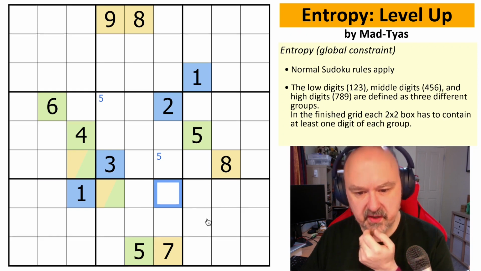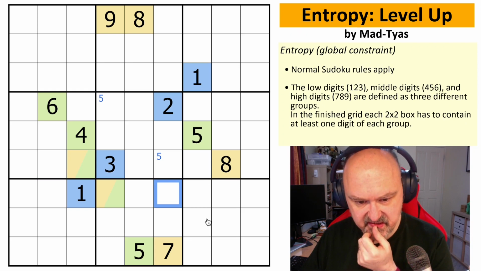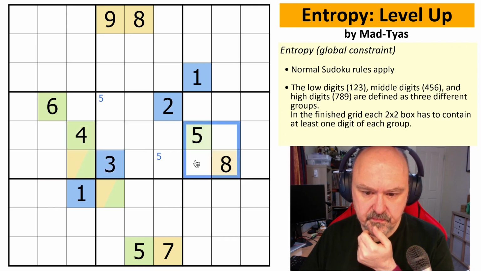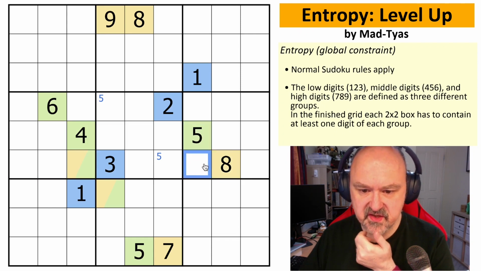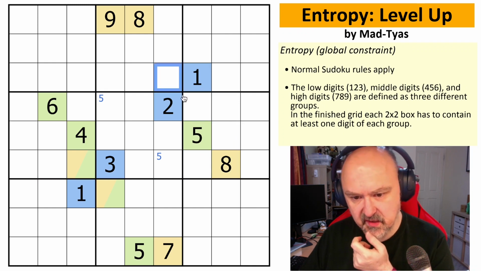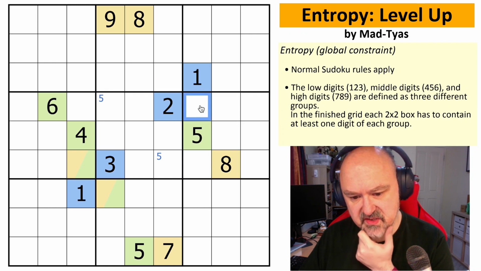What do I need to investigate? I need to put a blue in here. Now this could still be a 2 and this could be anything. I need to put a yellow and a green in here. But this could still be 4.